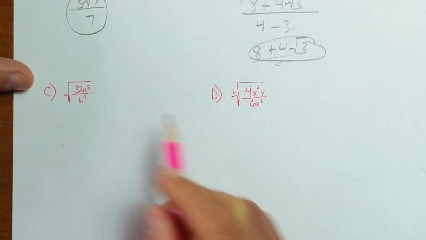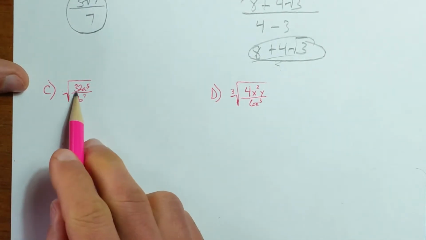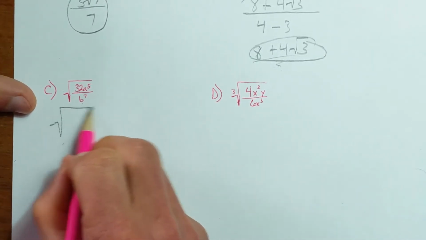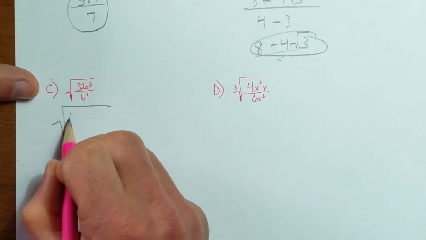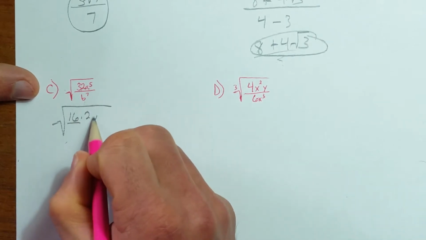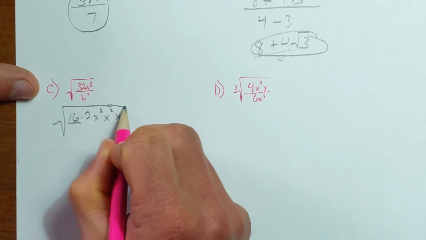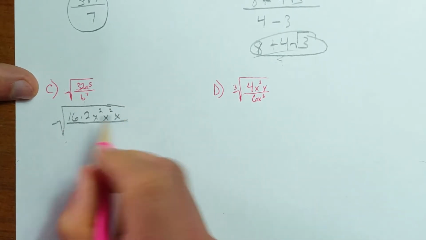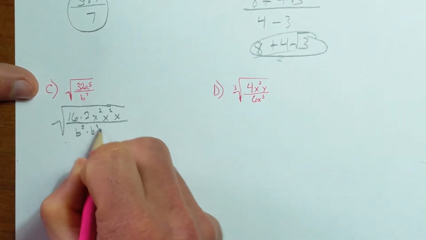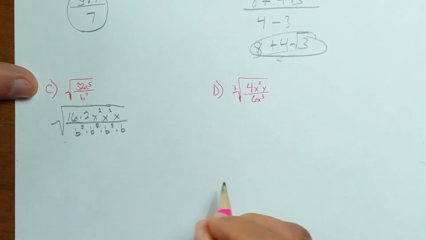Alright, letter C and D. A little bit, again, more challenging because of the fact you've got numbers and variables inside. So I have the square root of 32x to the 5th divided by b to the 7th. So I know 32 could be rewritten as 16 times 2, and there's a perfect square. X to the 5th could be rewritten as x squared, there's a perfect square, x squared, there's a perfect square, and then that random x that's left over. Divided by b to the 7th could be rewritten as b squared, which is a perfect square, another b squared, another b squared, there's 3 perfect squares, and then there's one random b left over.